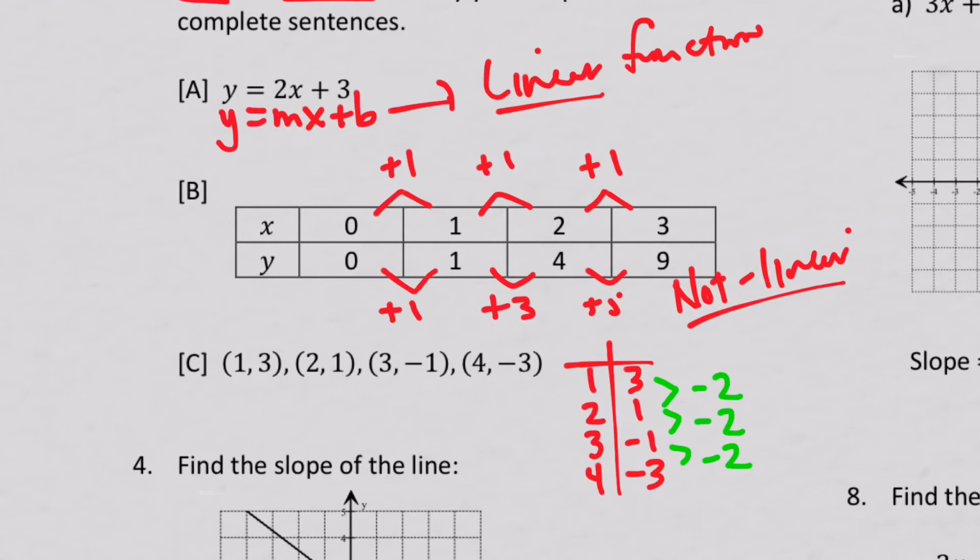If I go to my x coordinates, these go up by 1, and up by 1. So in this example, as I look at it, the y change is constant, and the x change is constant. So this one is then going to be defined as linear. And that's how that works.